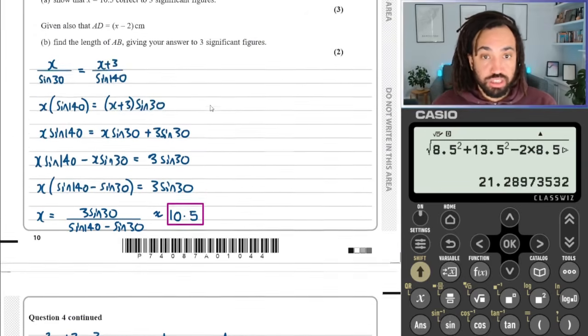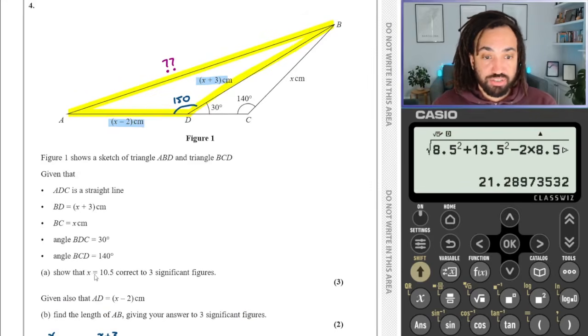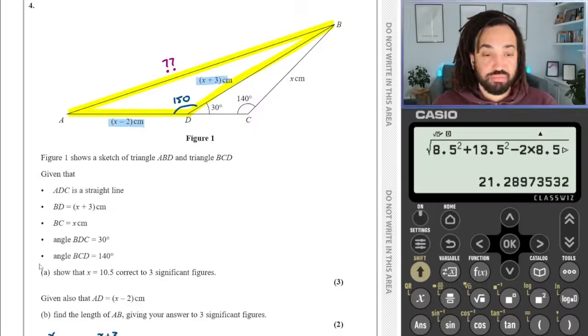Just quickly, interestingly, so this one we need to give units. X we didn't need to give units, and that's because x is a value. It's not actually the distance. X is a value, whereas we're looking for the length of AB, which is a distance.